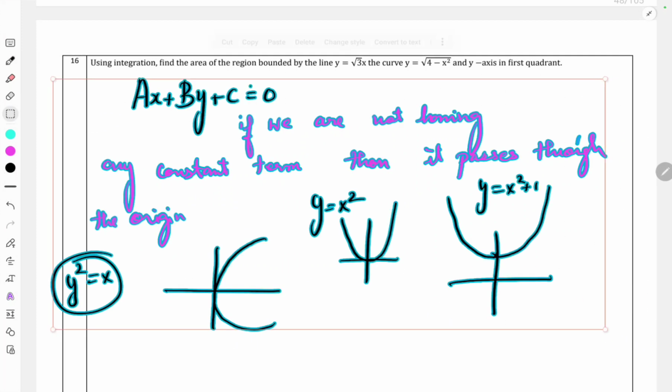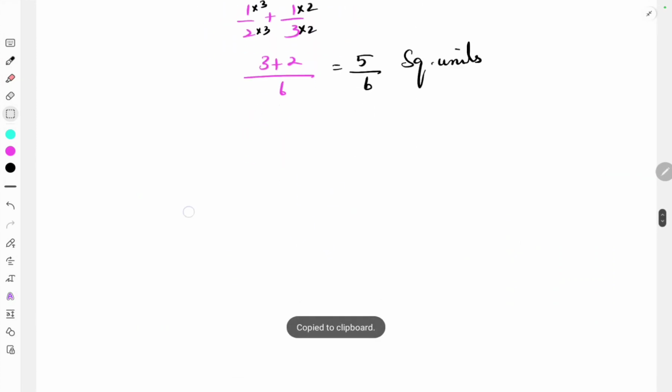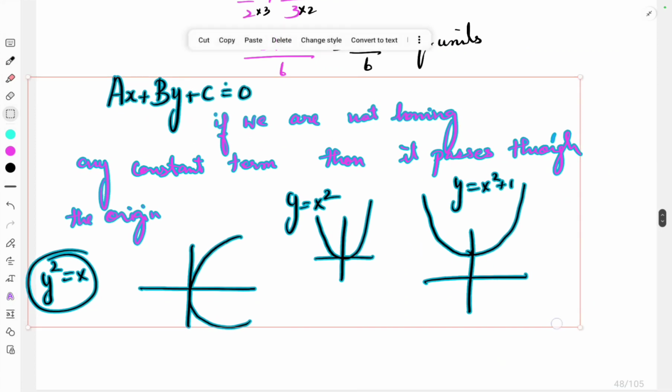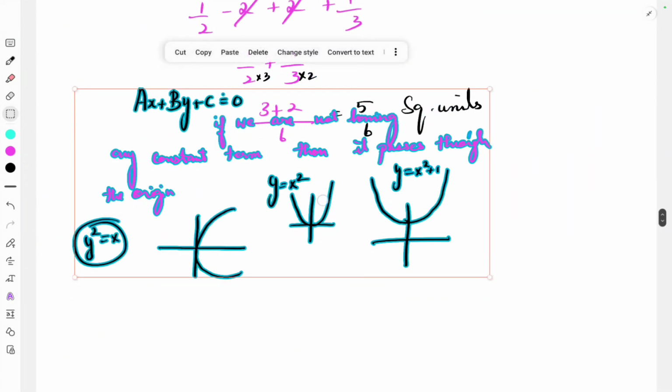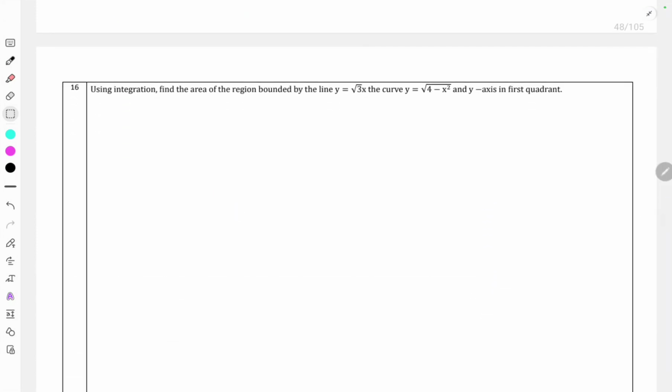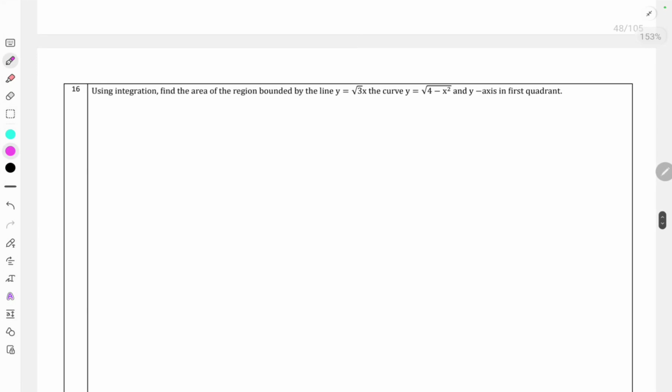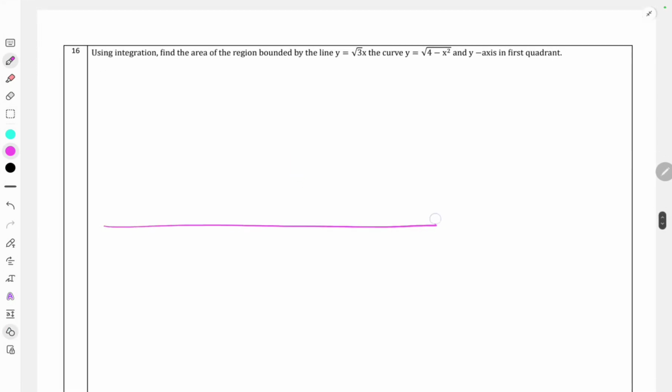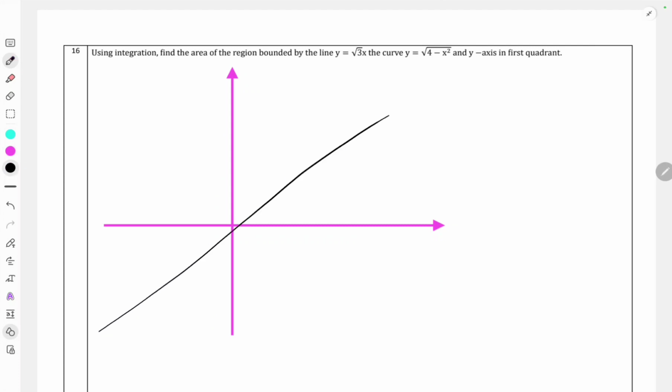This I will just copy here, cut, and paste here. So in this y equal to root 3x, we are not having the constant term, which means the line passes through the origin. So first we have to draw the graph: x-axis, and this is the y-axis. So y equal to root 3x passes through the origin. So this is y equal to root 3x.